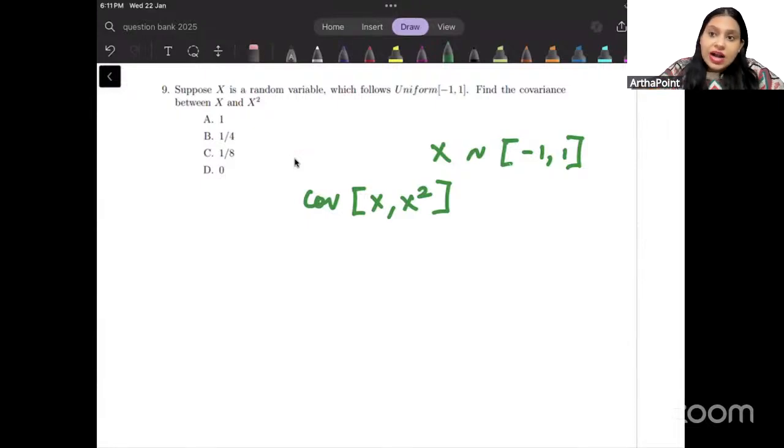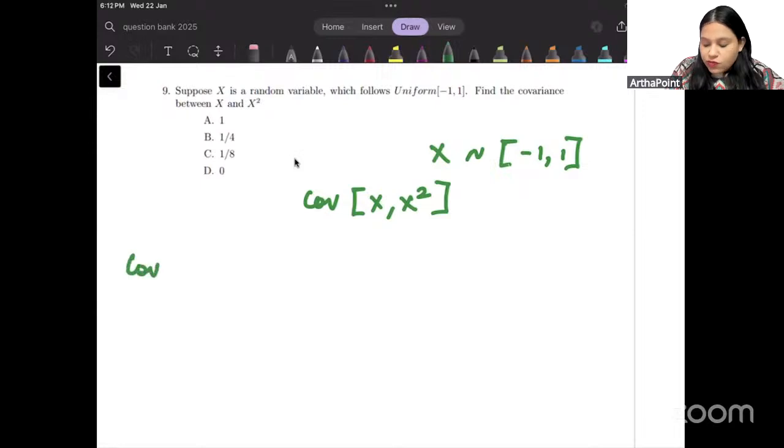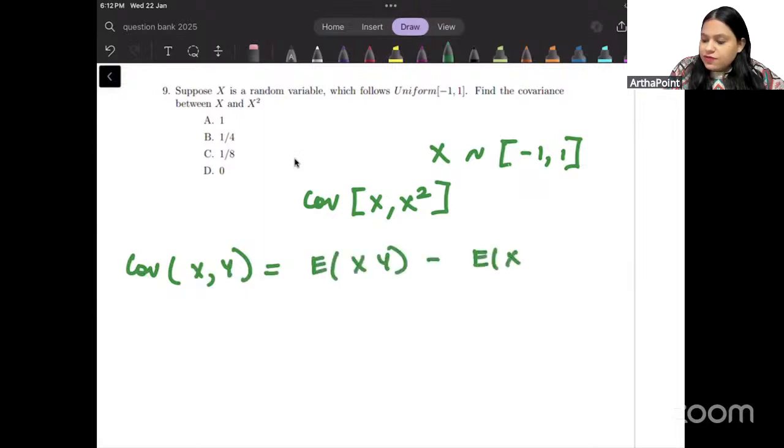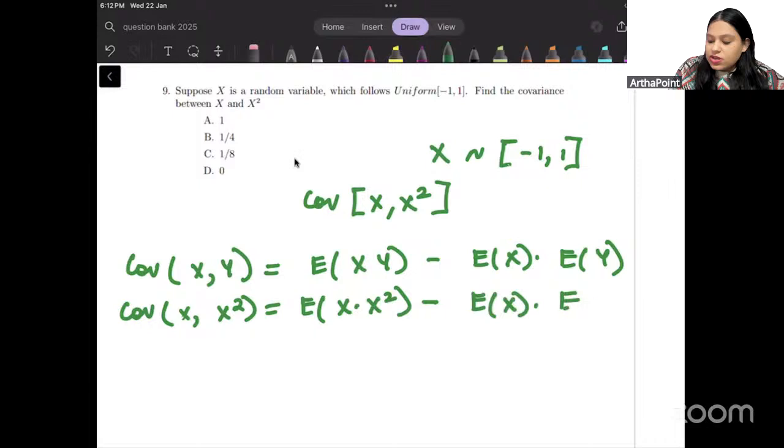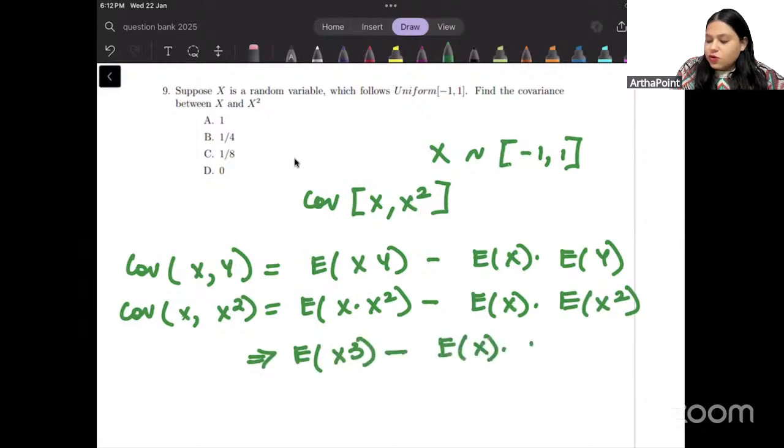मेरे को एक same answer आना चाहिए. So how do we find the covariance between two variables x and y? It is expected value of xy minus expected value of x into expected value of y. ऐसे covariance निकलते हैं. So if I were to find the covariance between x and x square, it will be expected value of x into x square minus expected value of x into expected value of x square. This will be expected value of x cube minus expected value of x into expected value of x square.